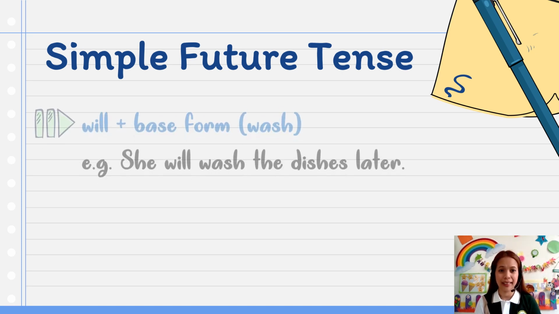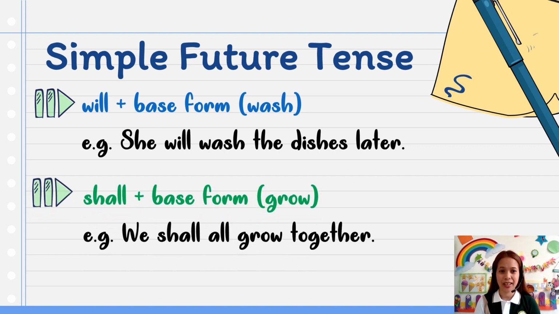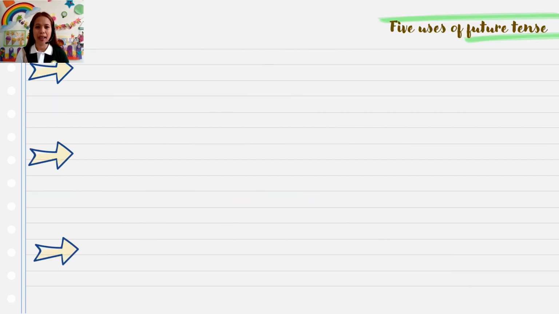Alright? Example. Will plus the base form wash. She will wash the dishes later. Shall plus base form grow. We shall all grow together. Understand, grade 6? Great. Okay.